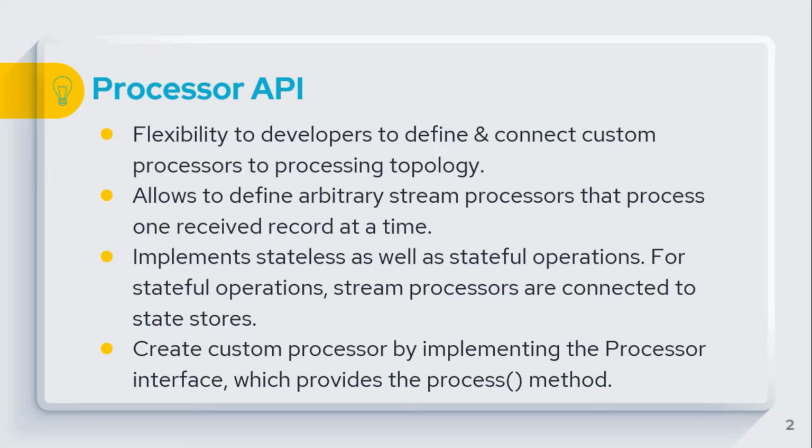You can create a custom stream processor by implementing the processor interface, which provides the process method. This process method is called on each of the received record. So let's get started with the actual implementation.